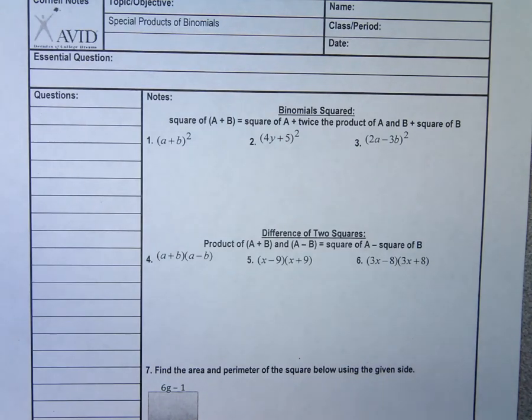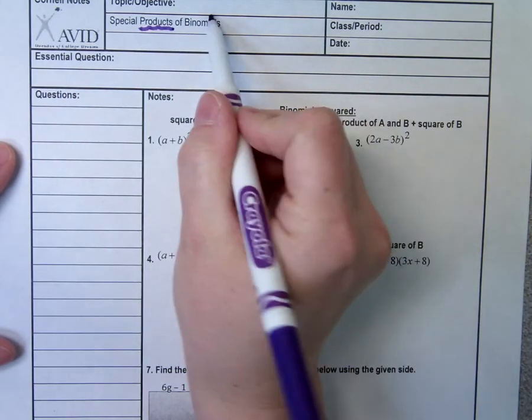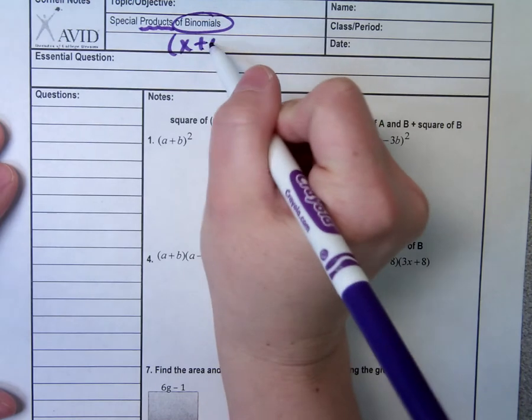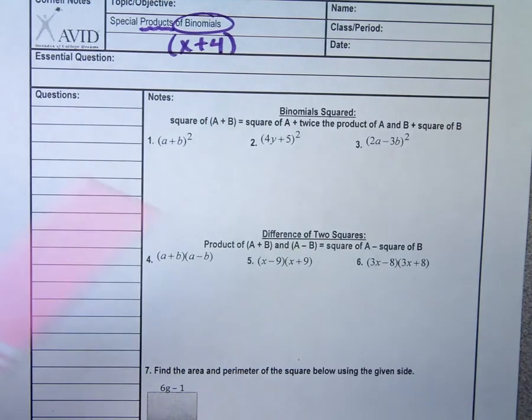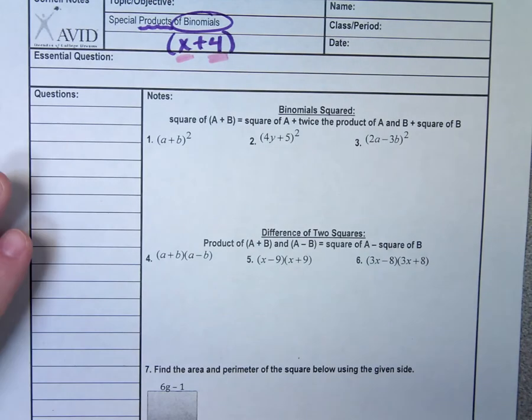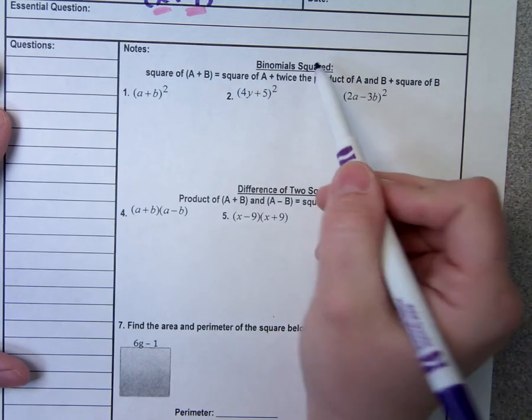Okay, today's lesson is about special products of binomials. Products means we're going to be multiplying, and binomials means that each thing is going to have two terms. Like x plus 4 is a binomial because there's two terms: 1, 2. Okay, the first thing we're going to look at is what happens when binomials get squared.